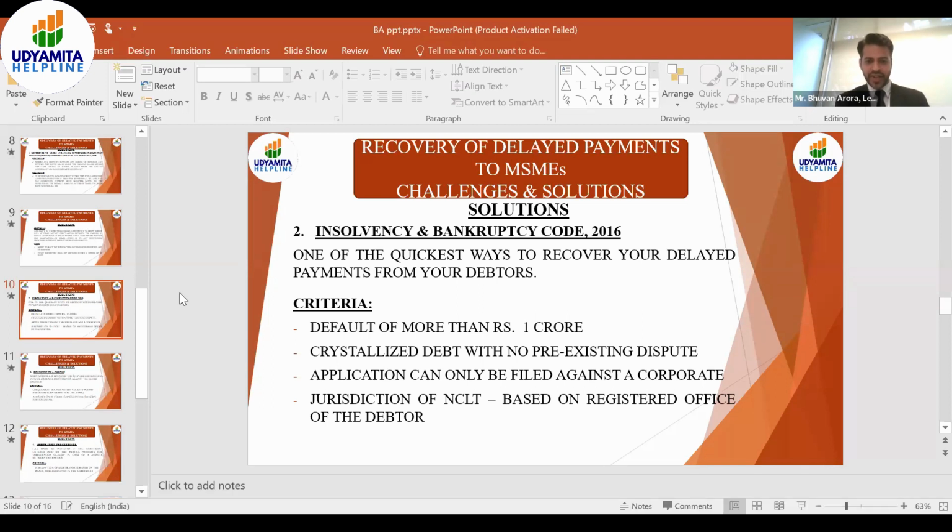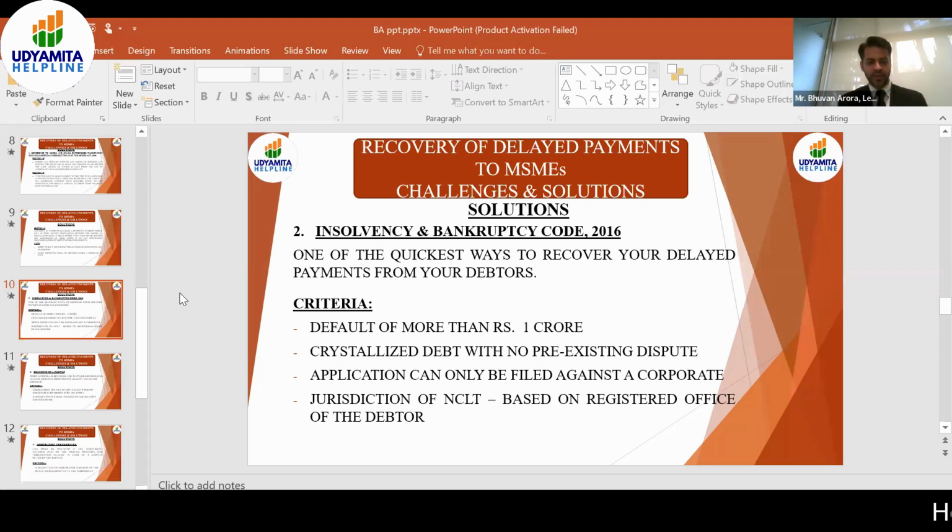Next is crystallized debt with no pre-existing dispute. So there has to be no dispute. The debt has to be crystallized. Then only I can file an application. Application can only be filed against a corporate. So here the proprietorship concern is not covered. Partnership concerns are not covered. What is covered is corporate. A corporate means private limited companies, public limited companies, and LLPs.